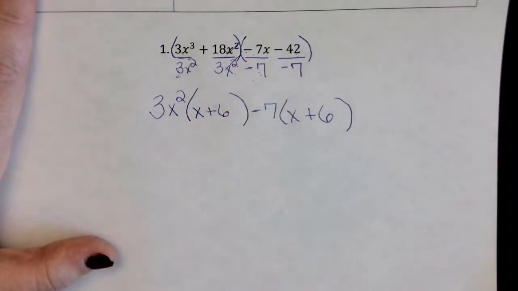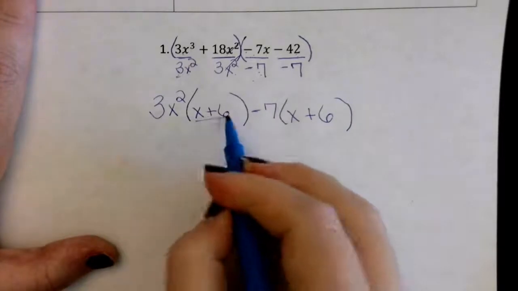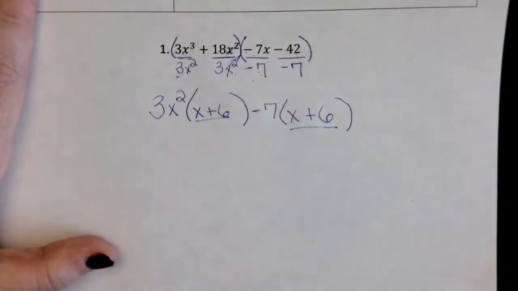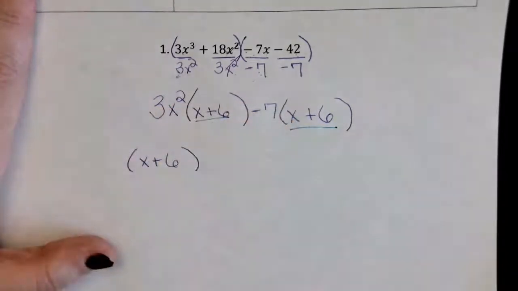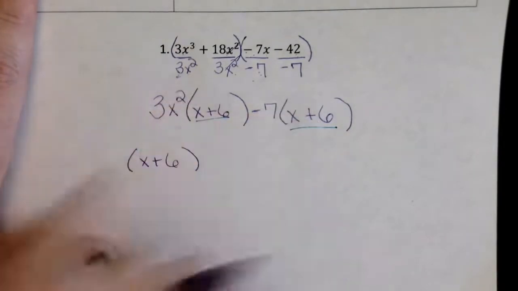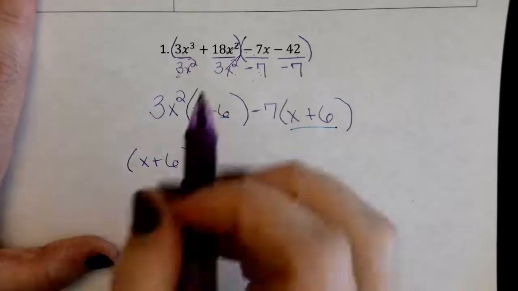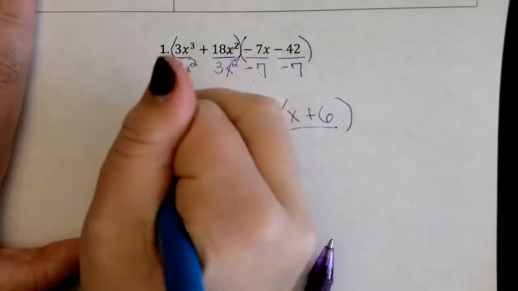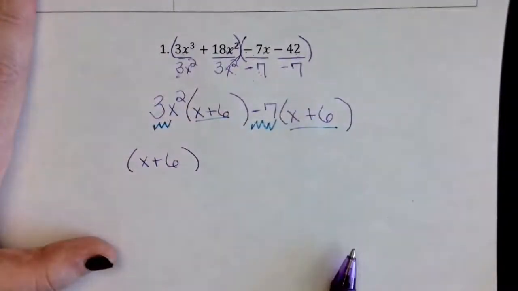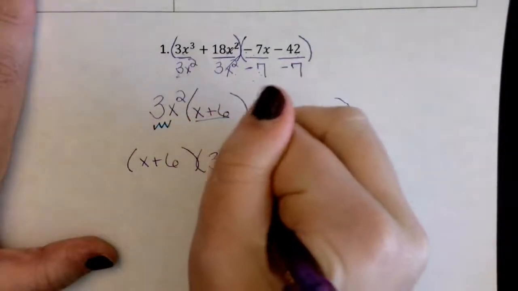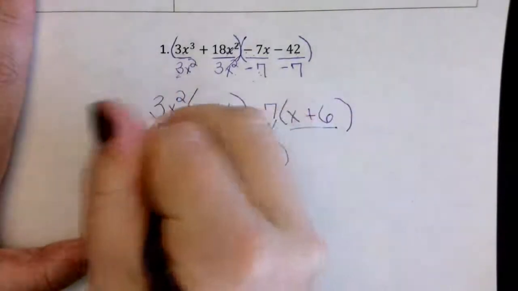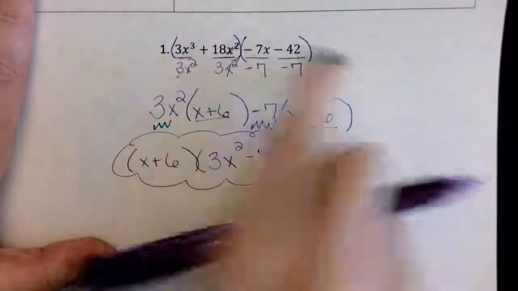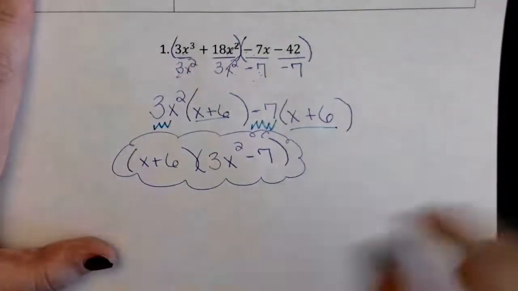We check to make sure our insides are the same. I have an x plus 6 and an x plus 6. My x plus 6 can get written first. You only write it once because it's the greatest common factor after we pulled out the 3x squared and the negative 7. And then my 3x squared here and my negative 7 there get written as one set of terms. And that is the factored form of my original polynomial.